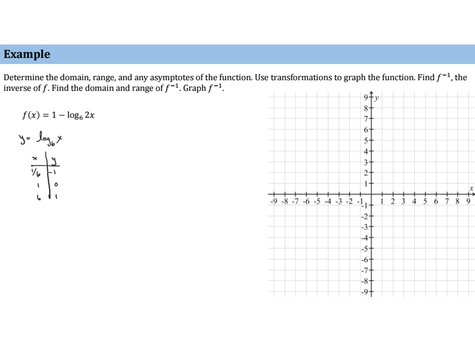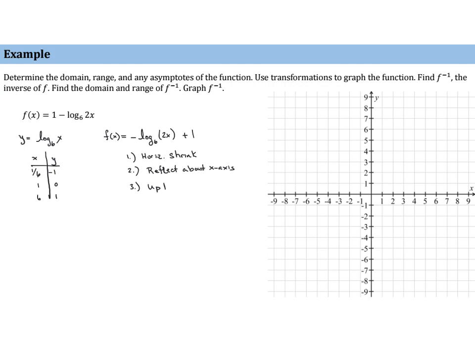And then what we're going to do is f of x is, if I rewrite it as -log base 6 of 2x, then add 1, then I have 3 transformations. We have a horizontal shrink, there's a reflection about the x-axis, and then there's a vertical translation up 1.